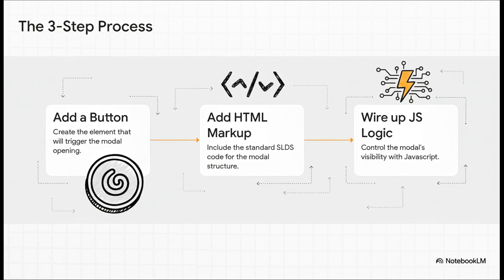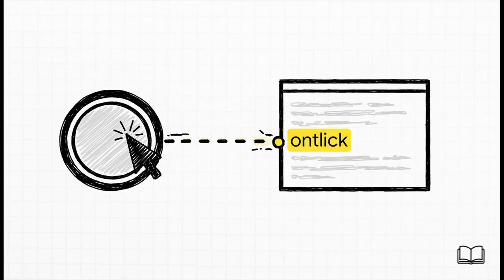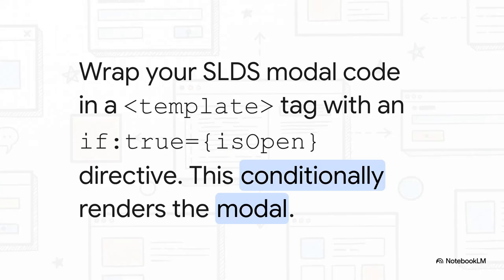Let's break that down. First things first, you need a trigger, something the user can click to make the modal appear. A simple lightning button is perfect. The most important part is that onclick handler, which we're going to point to a function called openModal. Okay, now for the modal's HTML. You'll grab the standard code from the SLDS site for the header, body, and footer. But here's the absolute key. You have to wrap all of that code inside a template tag with this little directive, if:true={isOpen}. That is literally the on and off switch for your modal.